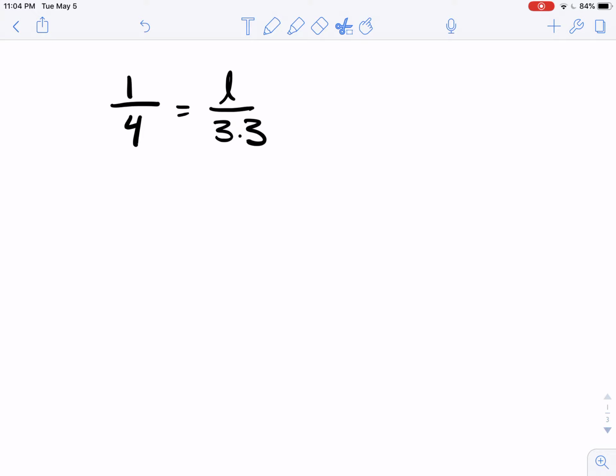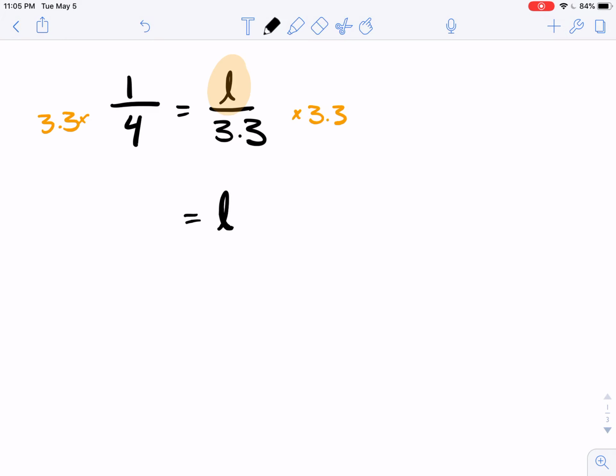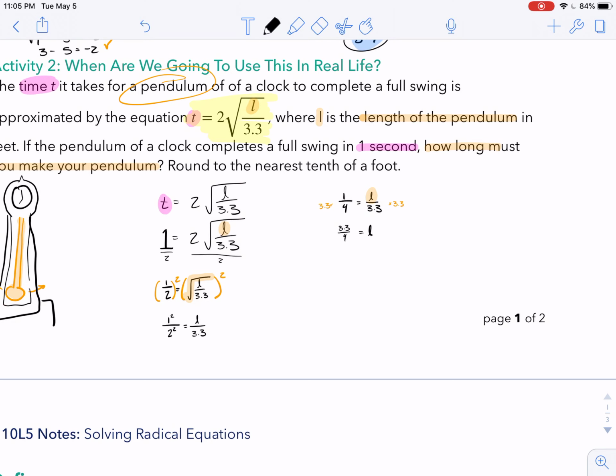And we're almost there. All that's left in our whole mission to get this L all by itself, we just need to multiply times 3.3 on both sides. Because we have divide by 3.3 times 3.3, those cancel out, giving us that L equals 3.3 divided by 4. Cool. That's not a simplified fraction, but that doesn't matter because it asks us to round to the nearest tenth of a foot. So at this point, guys, let's just plug it into our calculator.